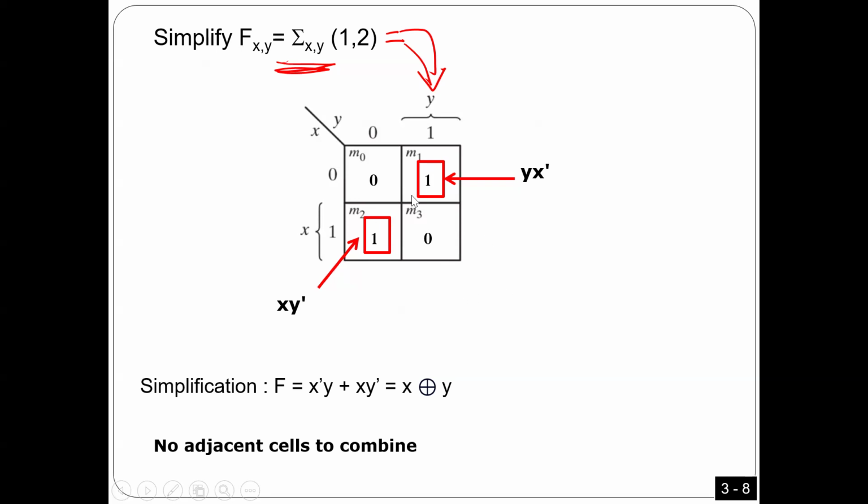Because these are the location of ones. Okay, this is number one. Number two, I want to simplify this function. I want to write the simplified one.